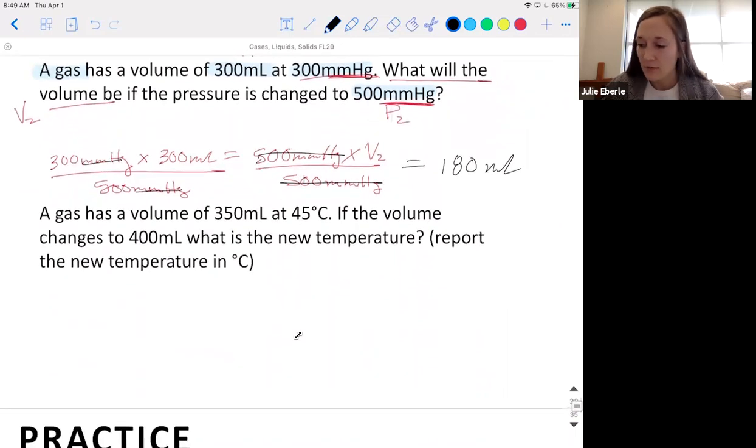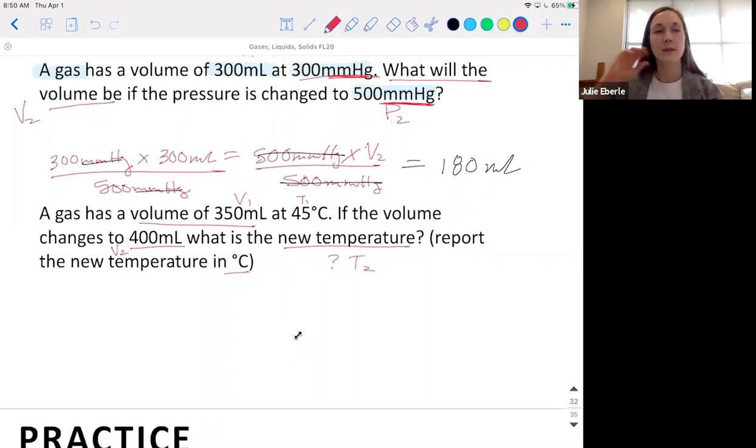This next problem, again, just start with the combined gas law. You're given a volume, so that one you're going to label V1. You're given a temperature, this is T1, and you're given another volume, so that's going to be V2. What is the new temperature? So you're looking for T2. It says report the new temperature in degrees Celsius.